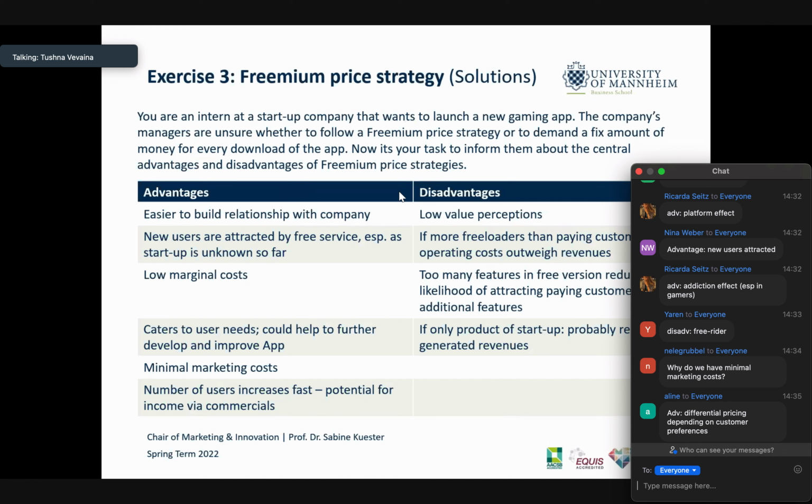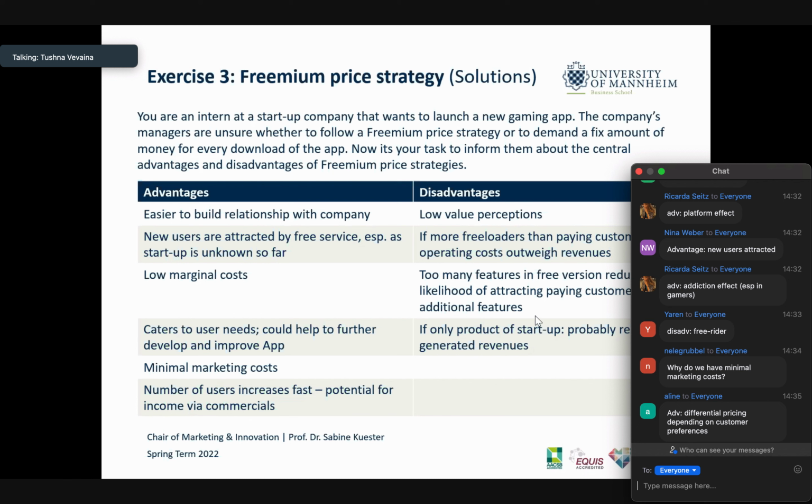Advantages, differential pricing depending on customer preferences. We'll see differential pricing that could be used, or loyalty programs that could be used, in a later part of this tutorial. But differential pricing is basically what freemium models are, where you have a basic and then you have a premium model. Or sometimes you have tier 2 as well, depending on how much people are willing to pay for it. And yeah, any other questions?